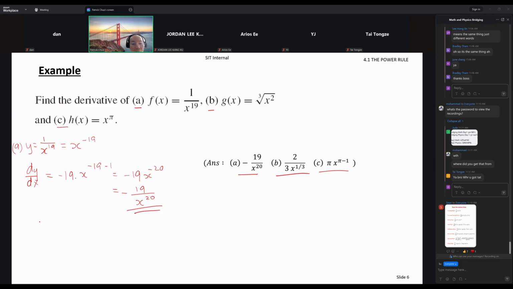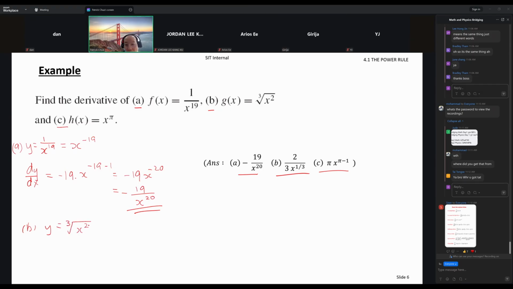Then B, I put here. Okay, B, y is equal to the cube root of x squared.